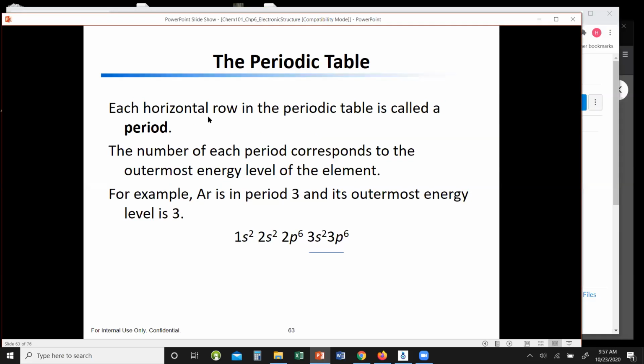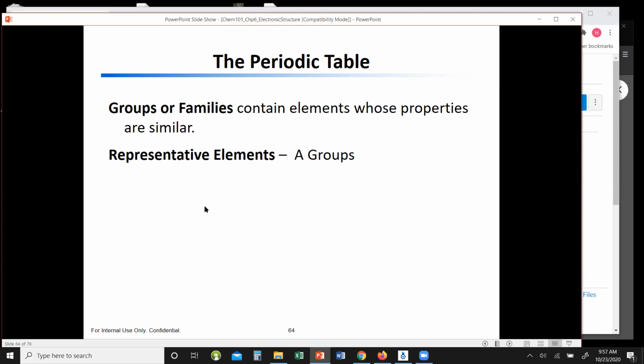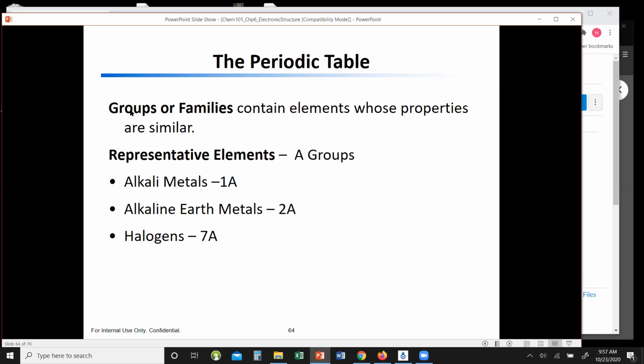So a long time ago, they called a row a period. And I think that's why they call it a periodic table. So period means a row. And then the column, they call it a group. But now we just call them columns. So back then they called them groups.